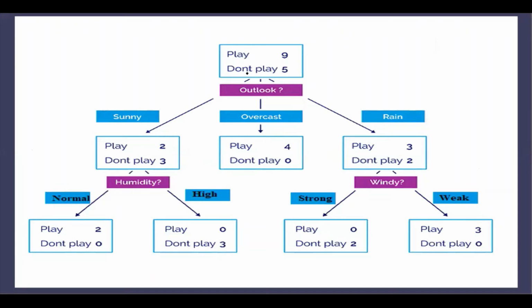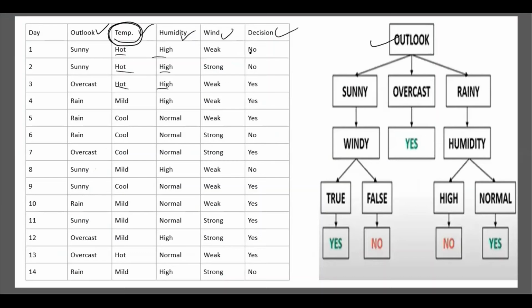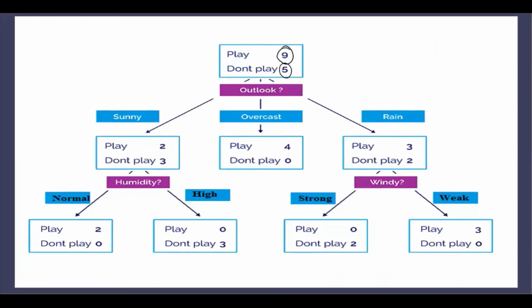Positive, negative, play or don't play, yes or no. So remember these numbers, we have 9 and 5. We'll use these numbers, it's very important. See, 1, 2, 3, 4, 5. So out of 14 days, 5 days no, and 9 days yes. Now these are 9 and 5.